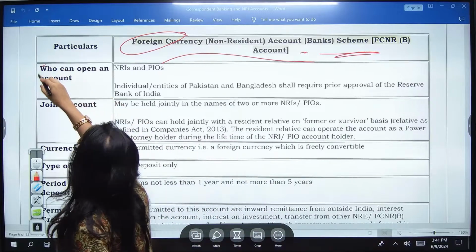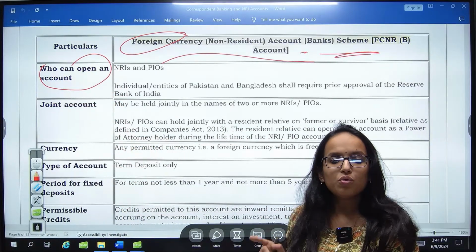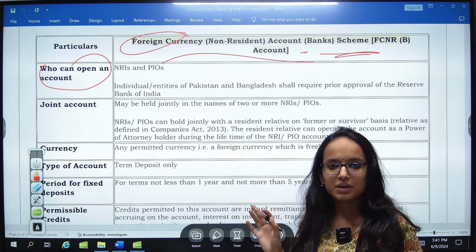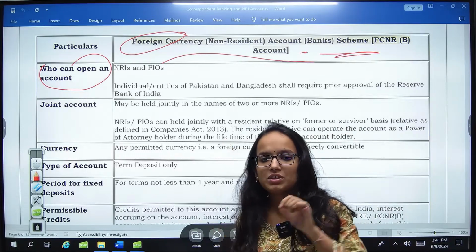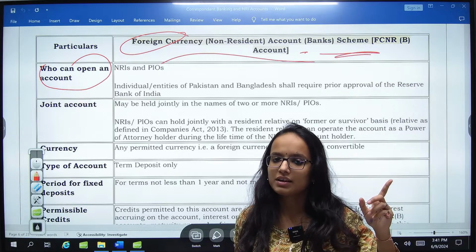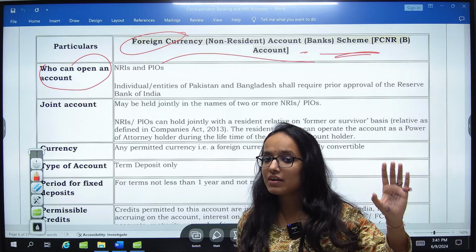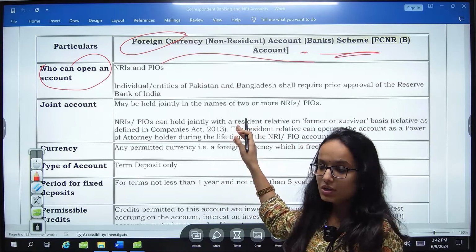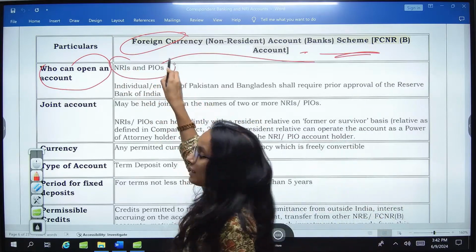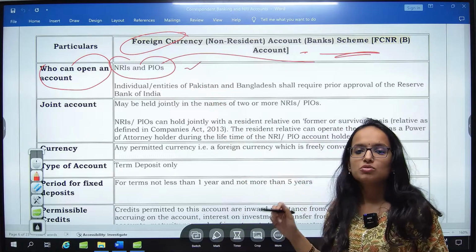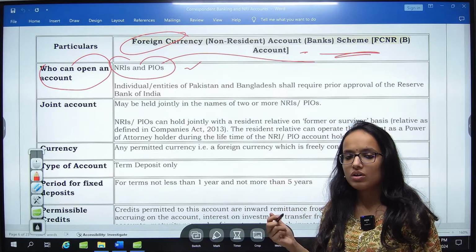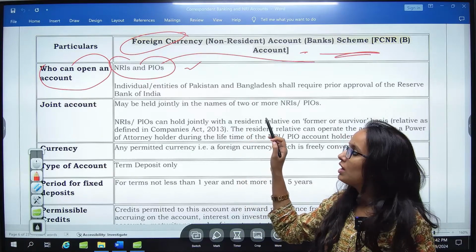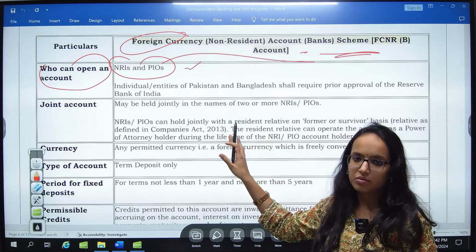So first and foremost question, who can open this account? Who can open an FCNRB account? If you remember, we addressed this question in the NRE account section as well. Under NRE, we have seen that NRIs and PIOs can open. Now in FCNRB, who can open this account? Again, NRIs and PIOs. Just try to recall, in the NRE account as well, NRIs and PIOs can open this type of account, clear?